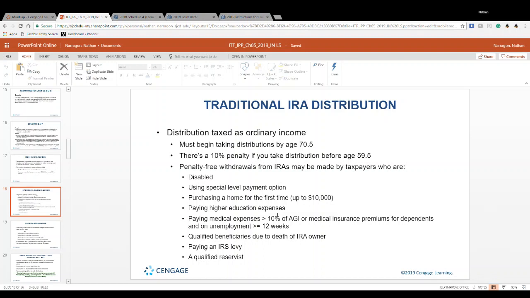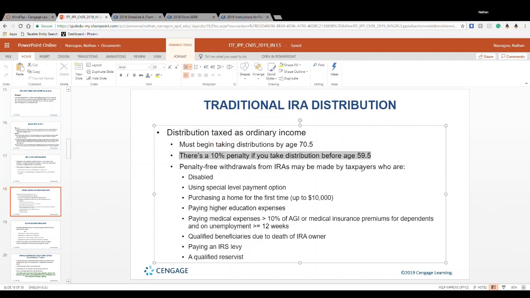Paying an IRS levy. So if you owed money to the IRS and you have to take it from your IRA, well, they don't charge you a penalty because you're already paying a penalty for that levy. Okay, and qualified reservists. But mostly a lot of times people forget about this 10% penalty. So you have to remember that before age 59 and a half, you are subject to it, unless you have one of these qualifications, and we do ask for that.